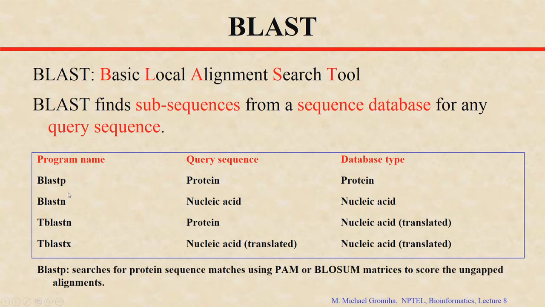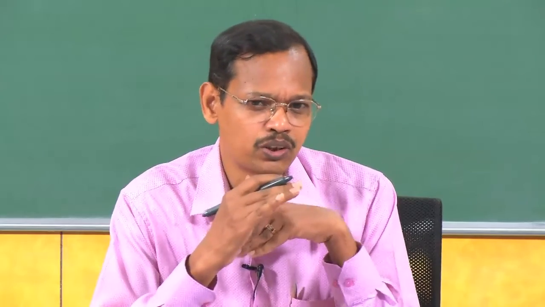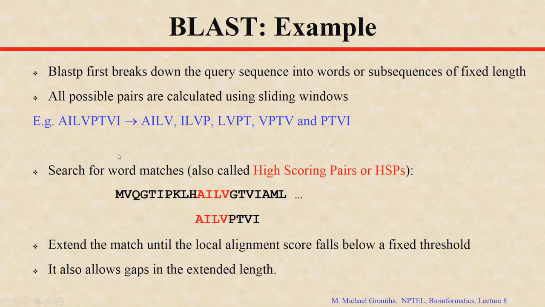There are different program names. For example, BLASTP: the query sequence is a protein, and it searches the protein database. BLASTN searches nucleic acids against nucleic acids, because N and P stand for nucleic acids and proteins. We can also do the translated ones, TBLASTN and TBLASTX. These mainly use the PAM or BLOSUM matrix to give scores for ungapped alignments. For example, if you have a sequence A I L V P T V I.